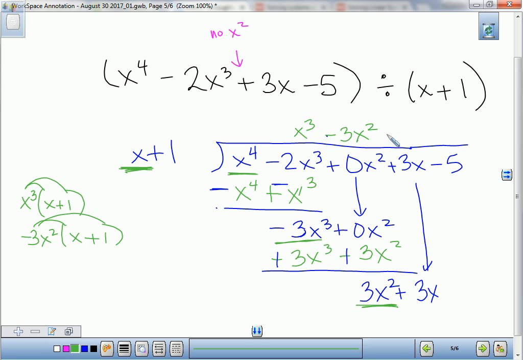How did you get 3x squared if the negative 3x cubed and the 3x cubed cancel each other out? Wouldn't it be 3x to the 4th? Okay, so these are going to cancel, but when we're adding here, the exponents don't change when you add or subtract. When you multiply, they do, but when you add or subtract, they don't change.